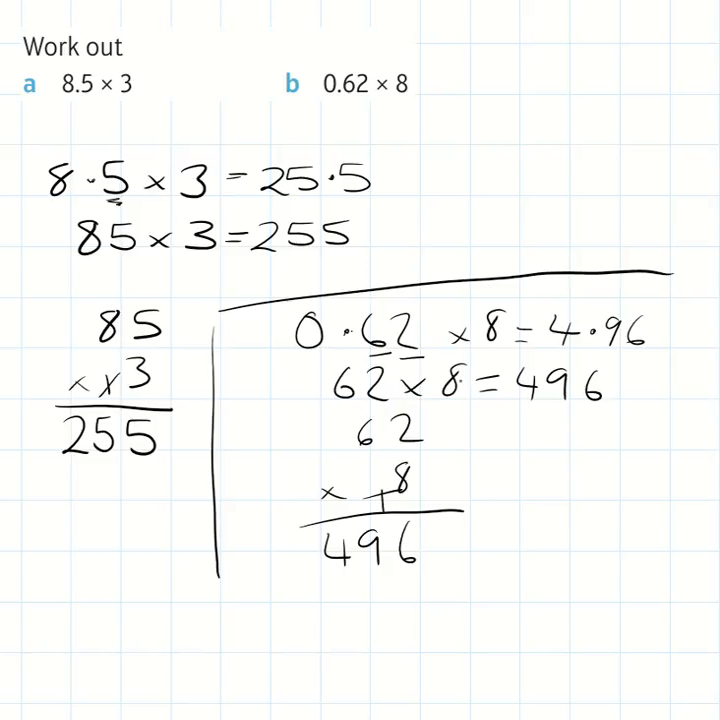I'm now going to make sure my answer makes sense. So I've got 0 times 8. Well, that would give 0. So I'm looking for a relatively small number here. It's also very close to a half times 8, or a half of 8, which is 4. And that comes out with 4.9. Yeah, so it makes sense. So that's how we go about multiplying decimals by whole numbers.